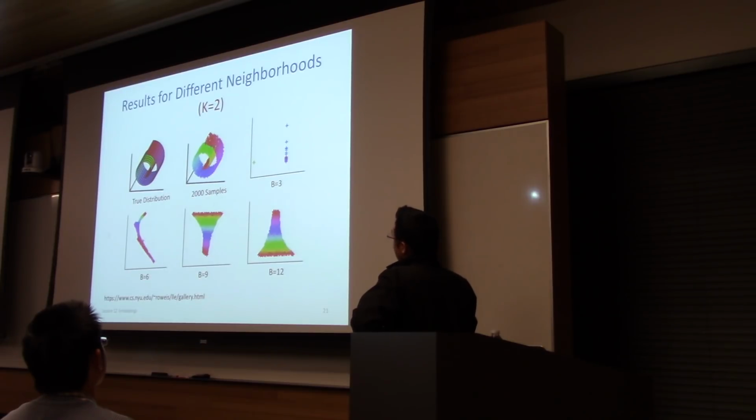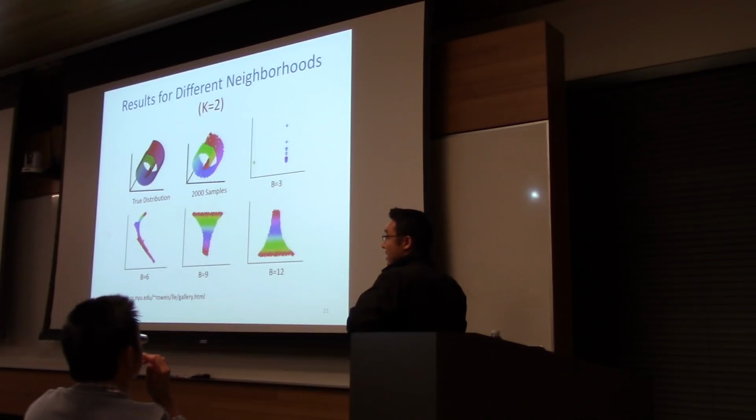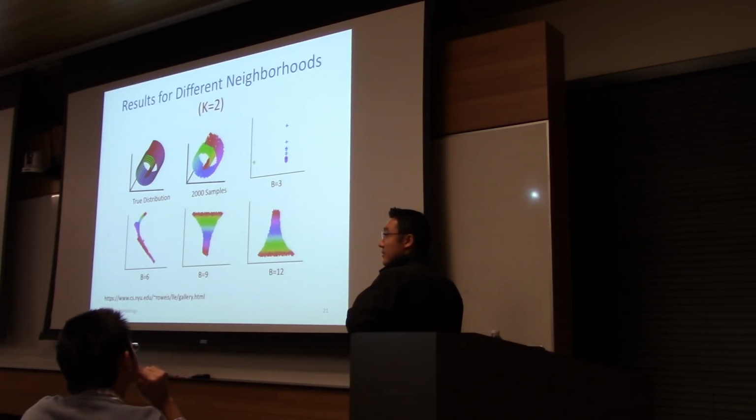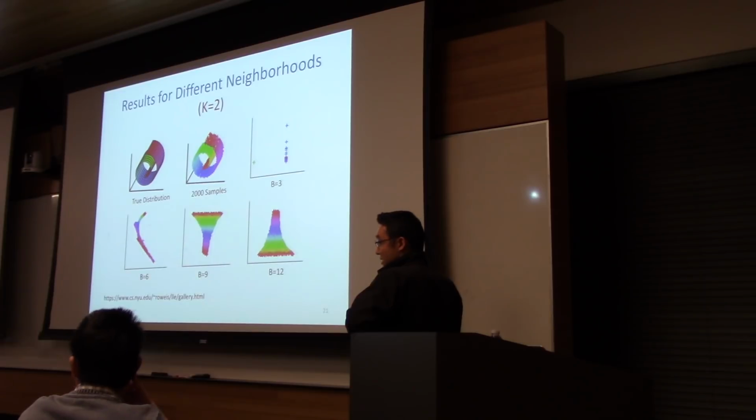Yeah, you can imagine, right? If B is too small, you define this neighborhood, it's possible that you can disconnect the components. Yes? But for this data set, it's originally in 3 dimensions. That's right. We just reduced it for illustrative purposes.